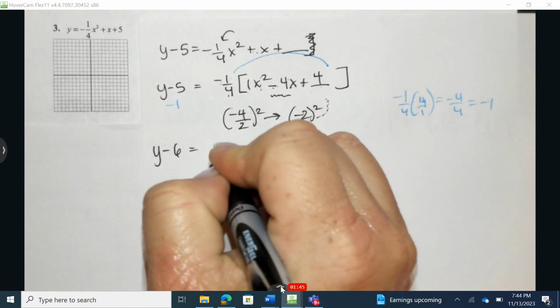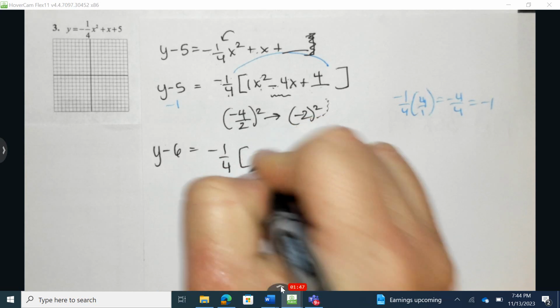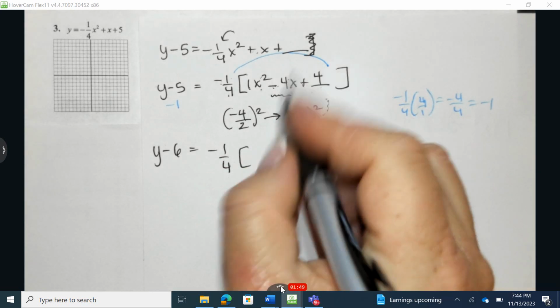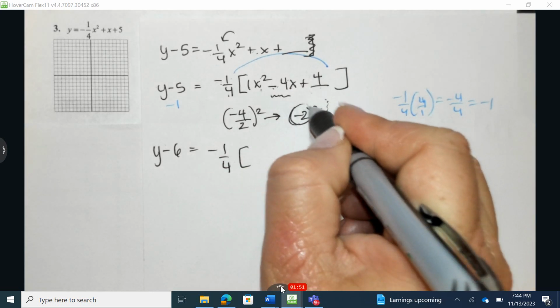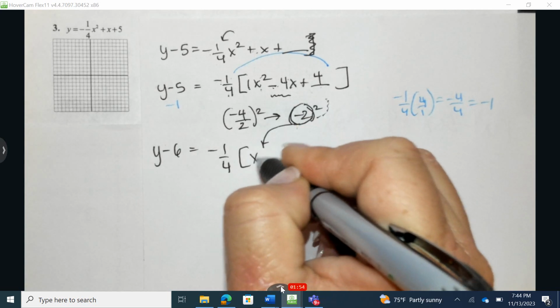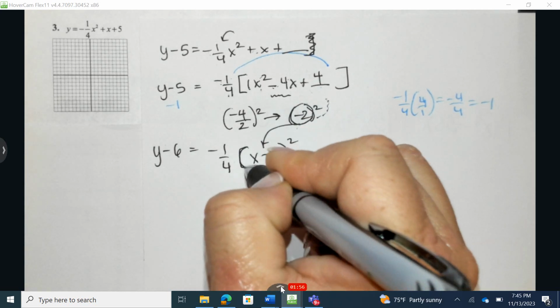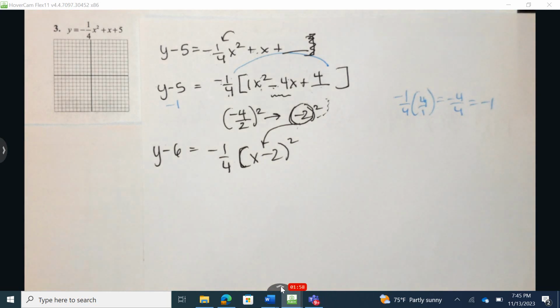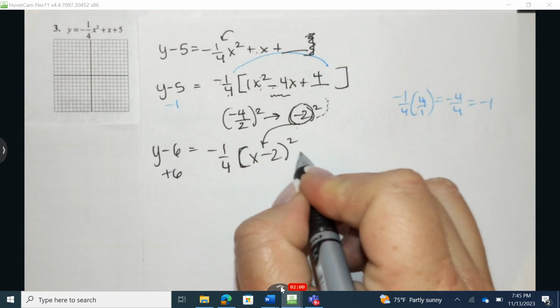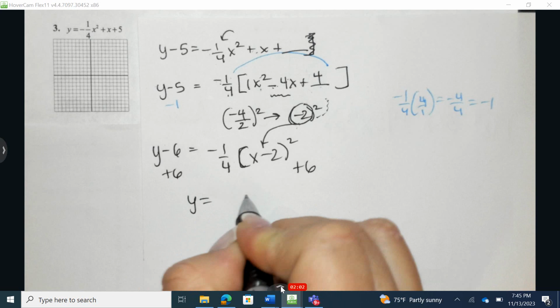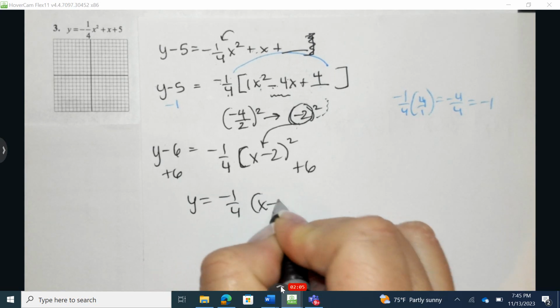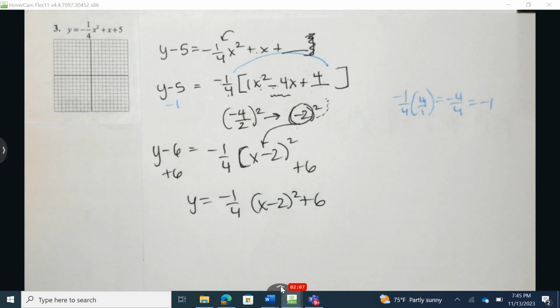Y minus 6, I have a negative 1/4 out front. And then remember, there's a shortcut to doing this. We take whatever's inside the parentheses here and drop it down. So x minus 2 quantity squared. Our first goal is to rewrite this in vertex form, and I've done just that. Y equals negative 1/4, x minus 2 quantity squared plus 6.